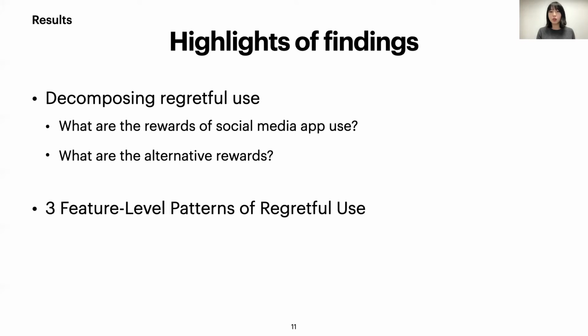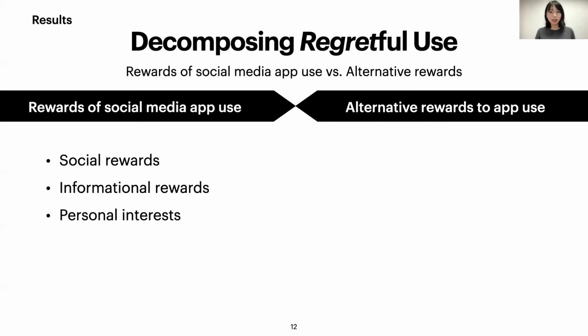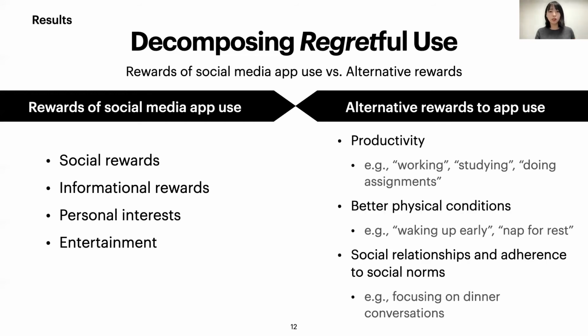Next, we explain 3 feature-level patterns of how the interplay of these rewards leads to regretful use. Our thematic analysis shows that from social media app use, users appreciated social rewards, informational rewards, personal interest, and entertainment. Alternatively, participants thought they should have worked, slept, or focused on conversations rather than using the phone for better productivity, physical conditions, and social relationships and norms.